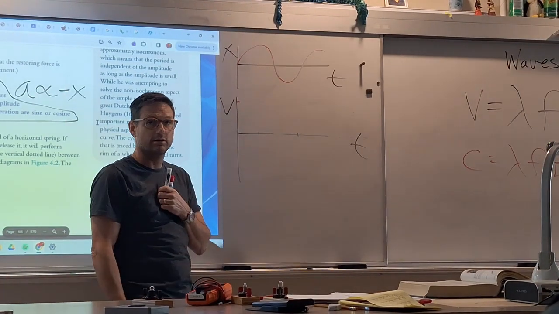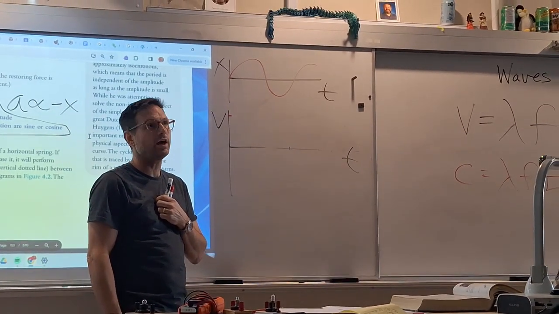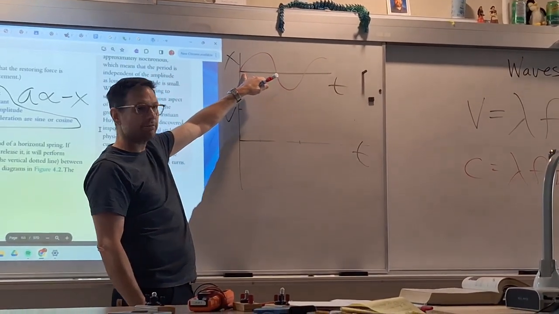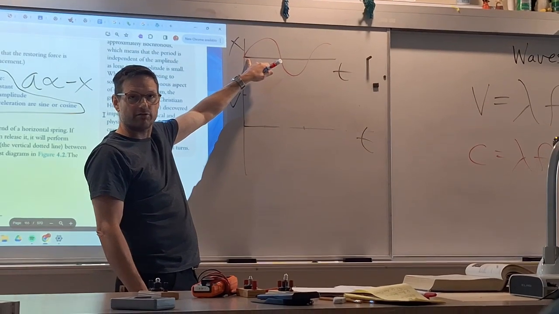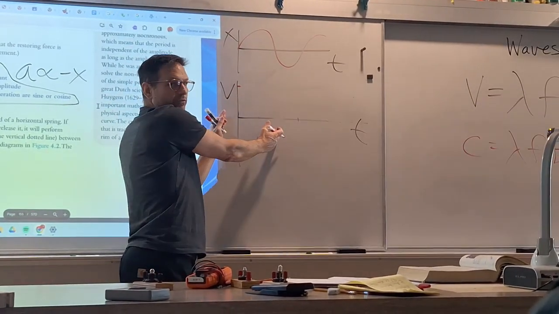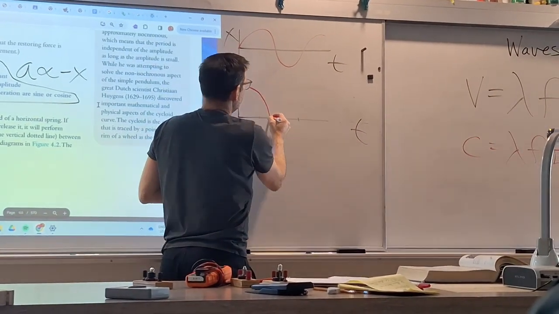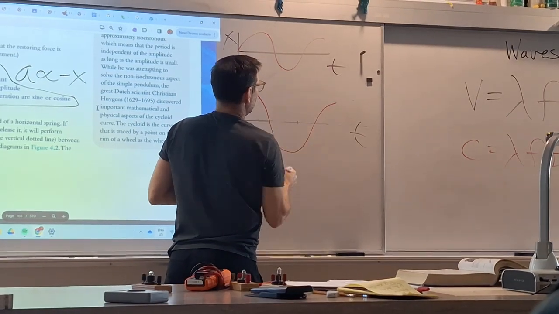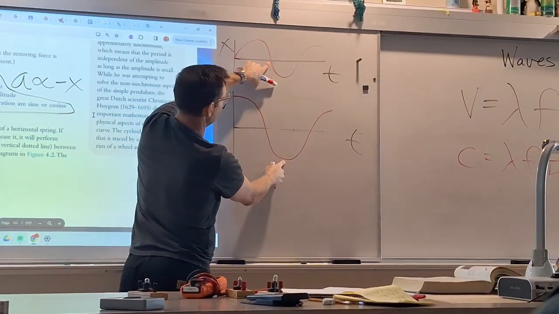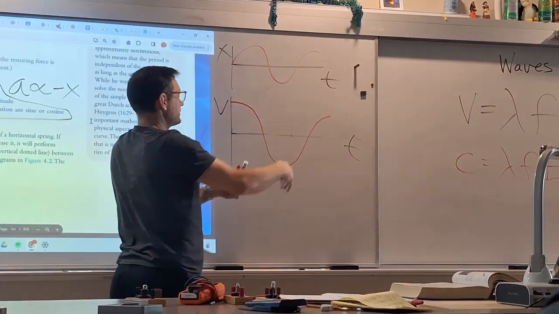Because when it's in the middle, it's traveling the fastest, and the slope of this graph is the steepest here. It's positive, right? So the slope of this is the value of your velocity graph. It's the derivative. So it starts here, and it goes like that, with a negative slope, and then it goes up. Just draw it.